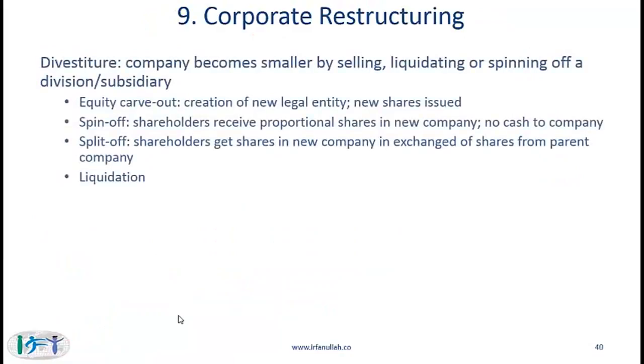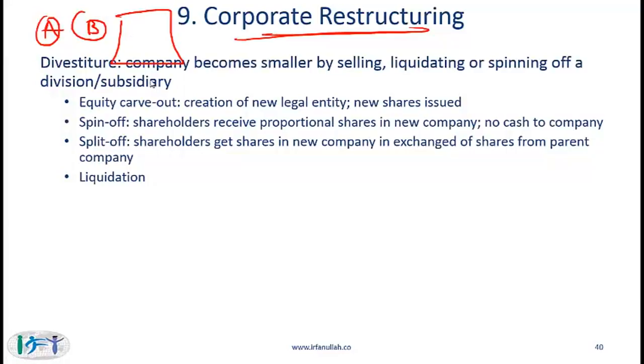All right. Corporate restructuring. This whole discussion has largely been based on A acquiring B and becoming bigger. So mergers, acquisitions. But what about the other way around? Do large companies sometimes split up into smaller companies? That happens. That is called restructuring. Or another term that is often used is divestiture. This is where a company becomes smaller by selling or liquidating or spinning off a division or a subsidiary.